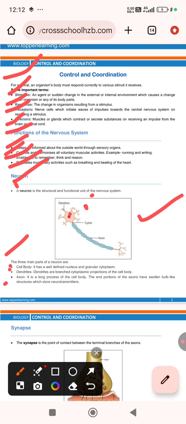Number 3, axon. These are the dendrites, and this is the axon. Dendrites are the branched cytoplasmic projections of the cell body. Axon is a long process of the cell body. This is called the axon. The end portion of the axon has a swollen bulb-like structure which stores neurotransmitters.